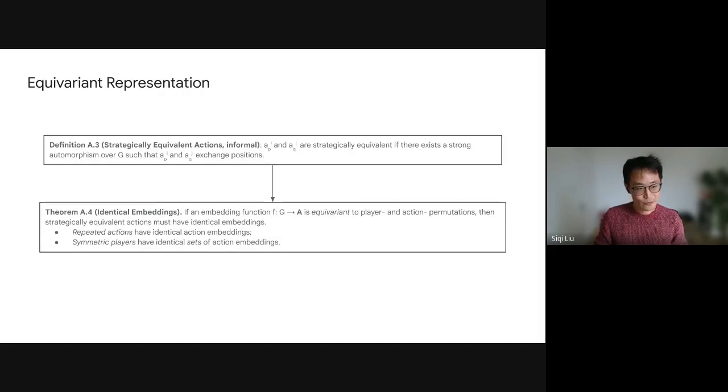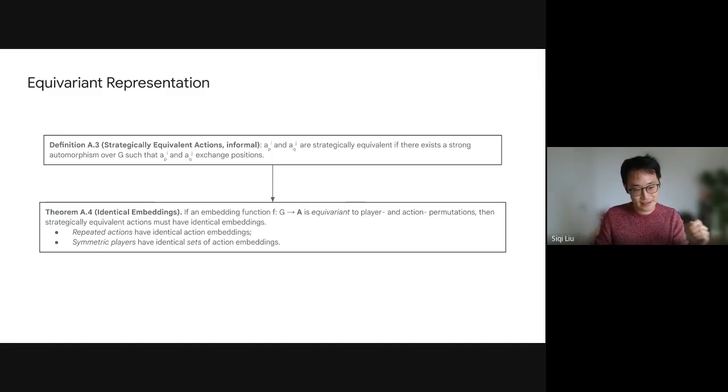So we can go one step further. In the paper, we propose this definition of strategically equivalent actions. We say two actions are strategically equivalent if there exists a strong automorphism over the game such that the two actions permute. So if two actions permute such that it does not change the game payoff, that means that they are strategically equivalent.